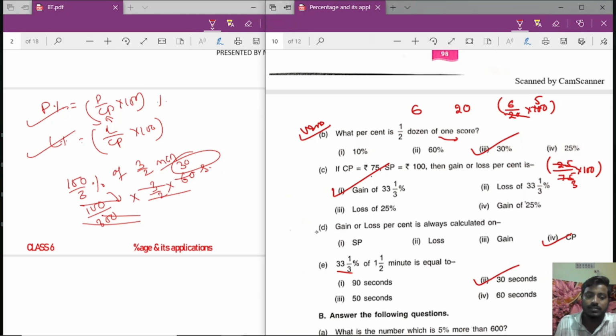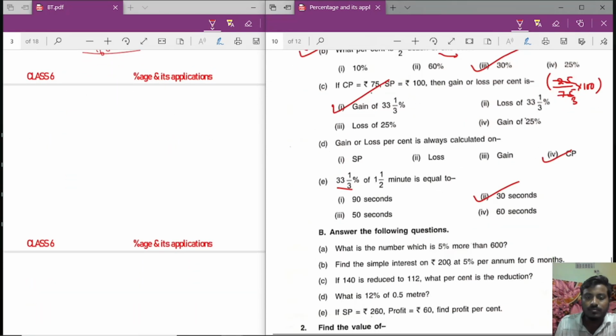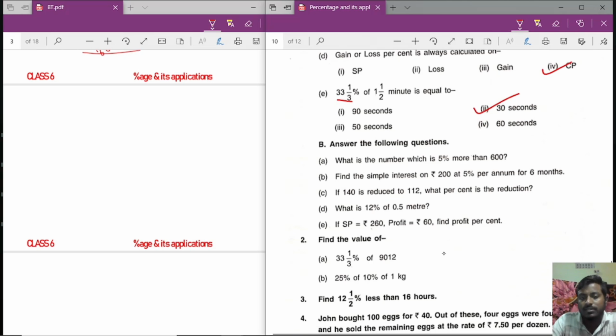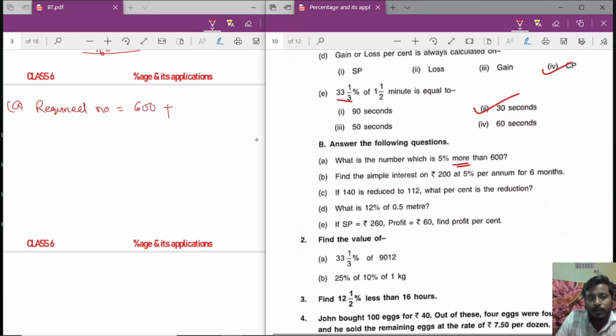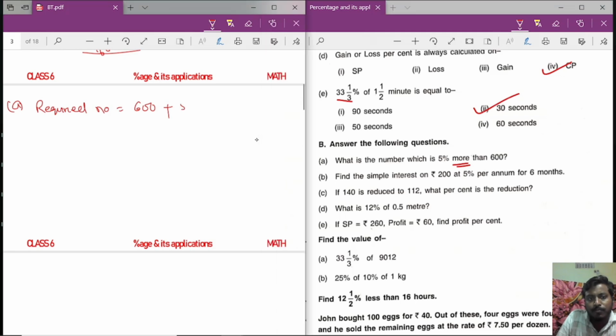Okay, next, what is the number which is 5% more than 600? Okay, so how to solve? Now we can write directly, required number equals 5% more than, so from which? That is 600. So 600 plus, because of more. More means plus, like that, that is plus 5% of 600.